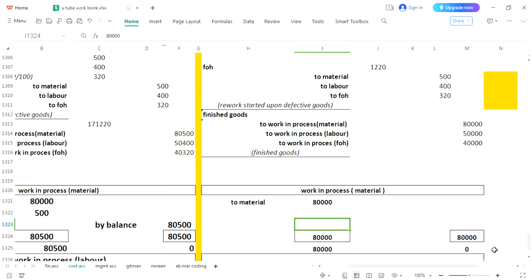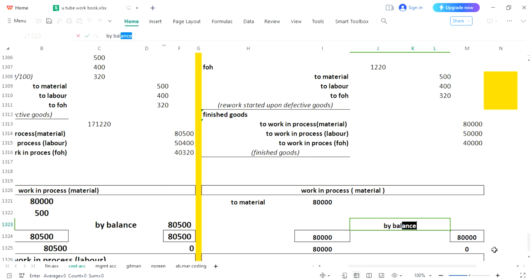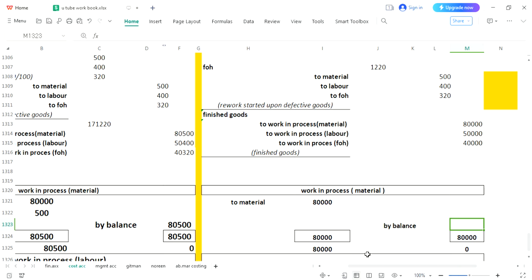Alright. Now it's time to calculate our balance. How would we calculate the balance? By taking the difference of the larger and smaller sum. The larger sum was 80,000, and you will subtract the smaller balance which was 0. In this way you have calculated your balance as 80,000, and the same balance you will be putting at work in process material. That is why I was saying there was no need of making ledgers. We can directly put the amount.